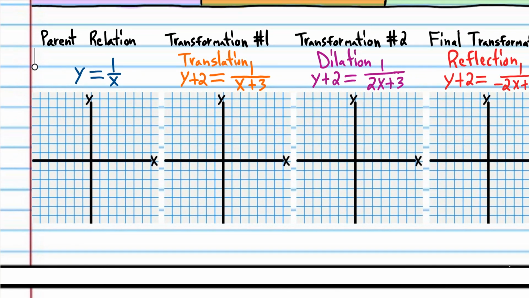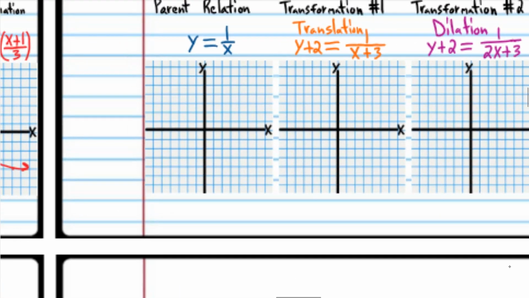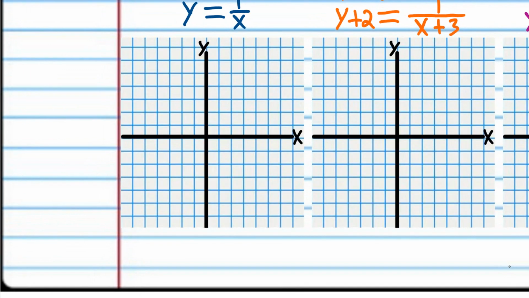So let's draw our parent graph. Remember, the reciprocal relation has 2 asymptotes, a vertical and horizontal, and they're both on the axes. So we have our vertical and our horizontal. And remember, we have our 6 reference points. And connect the dots, understanding that we're approaching the y-axis as we go up and down, and we're approaching the x-axis as we go to the left and to the right.